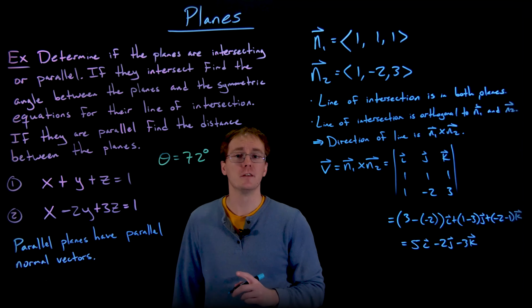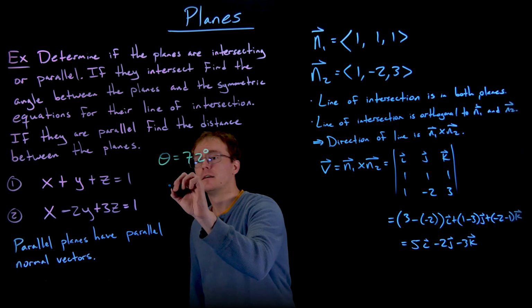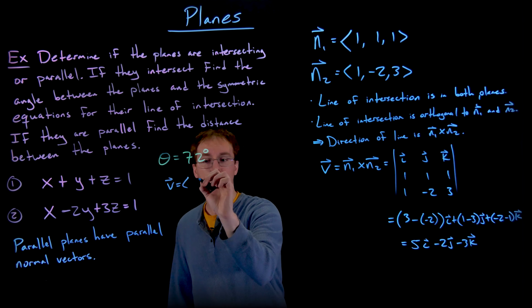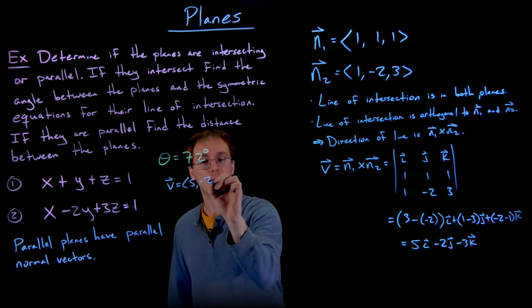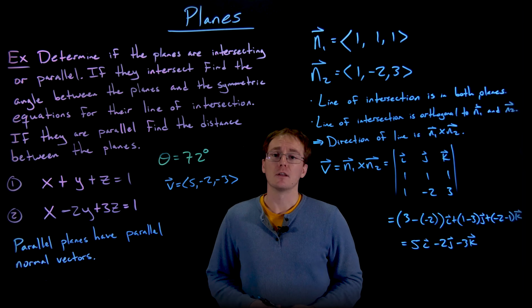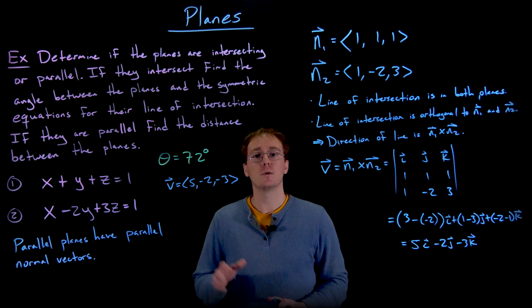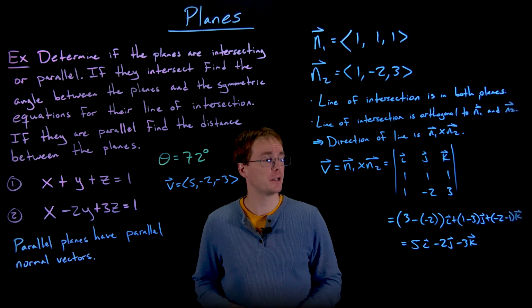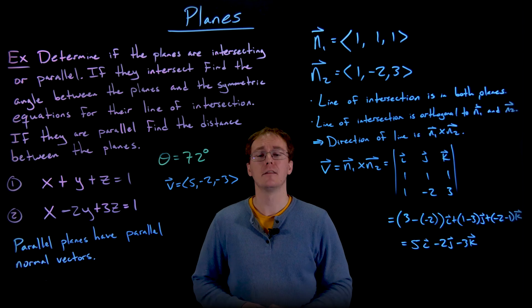So let's make a note of this vector that we just found, v. V is the direction of our line, and that's the vector with components of 5, -2, and -3. So to finish constructing our line of intersection between our two planes, we now just need a point that is on the line of intersection.